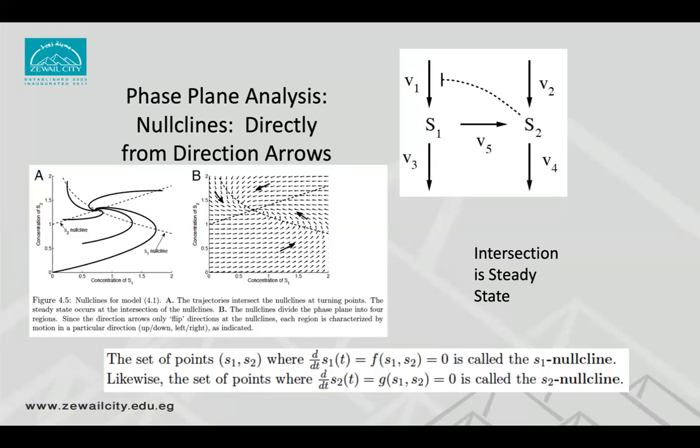and the point where the two meet on a particular set is the steady state. Because that's the point at which I have zero movement and you feel the horizontal.